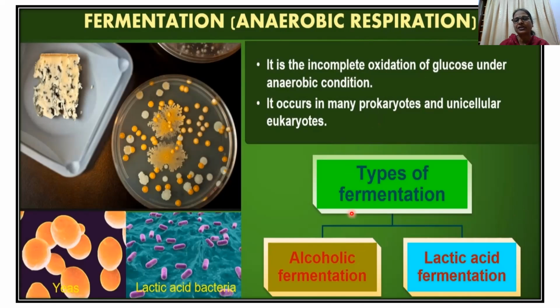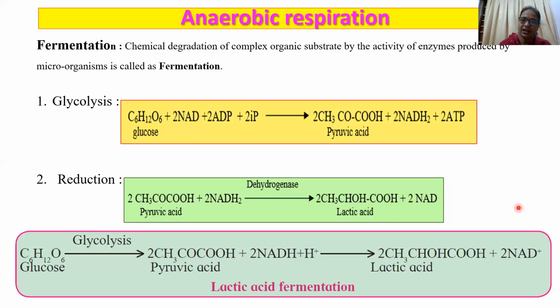If alcohol is the end product, it is called alcoholic fermentation. If lactic acid is the end product, it is called lactic acid fermentation. Now we'll see what fermentation is. It is a chemical degradation of complex substances with the activity of enzymes produced by the microorganisms. So it is strictly an enzymatic reaction. The microorganisms, or the enzymes produced by microorganisms, play a key role in the fermentation process.